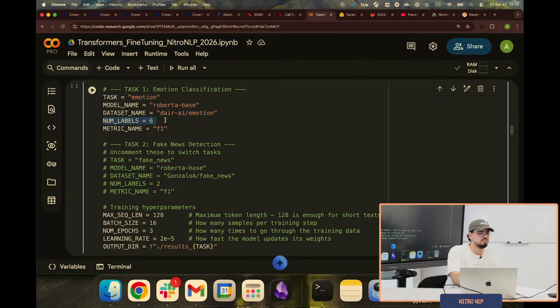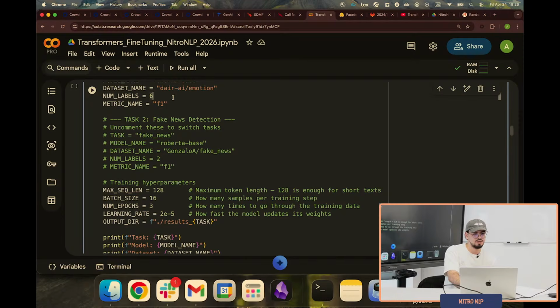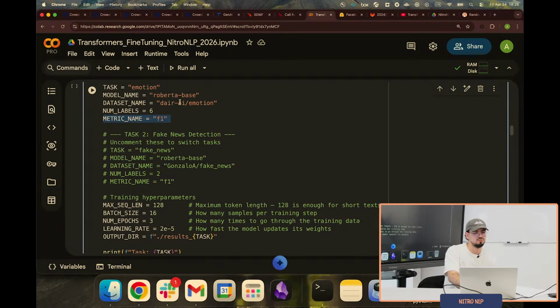We're going to also define the number of labels because that is very important. Because for emotion, if you do some data analysis or rather you look through the data on Hugging Face, you would see that it has 6 emotions like anger, joy, sadness, and so on. And the metric name that we're trying to optimize or rather look at when we're training is F1. Does anyone know what F1 is? Or why would we use F1?